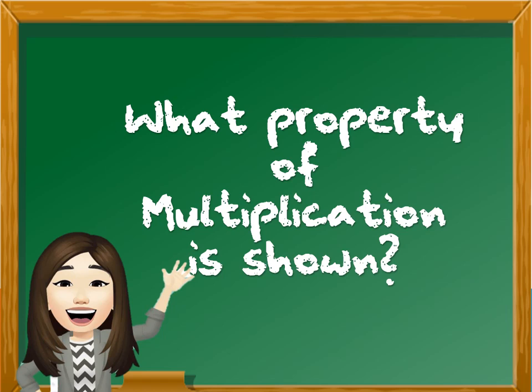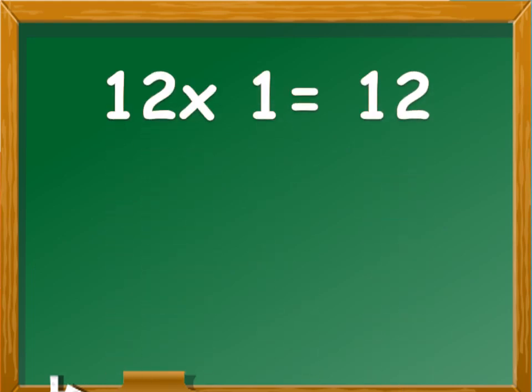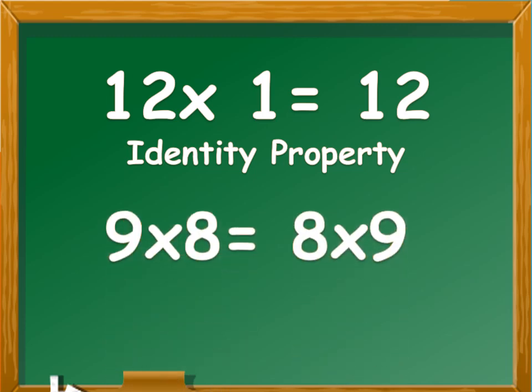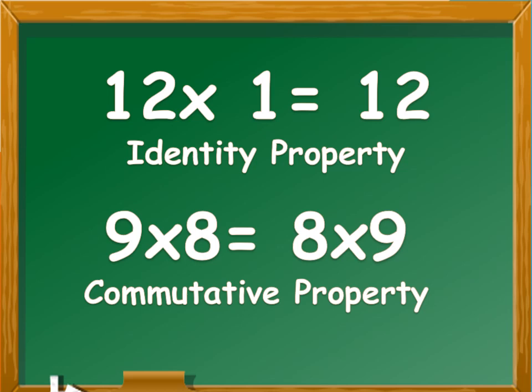This time, let's try some exercises. What property of multiplication is being shown? Twelve times 1 is equal to 12. Very good. It shows identity property of multiplication. 9 times 8 is equal to 8 times 9. Very good. It shows commutative property of multiplication.